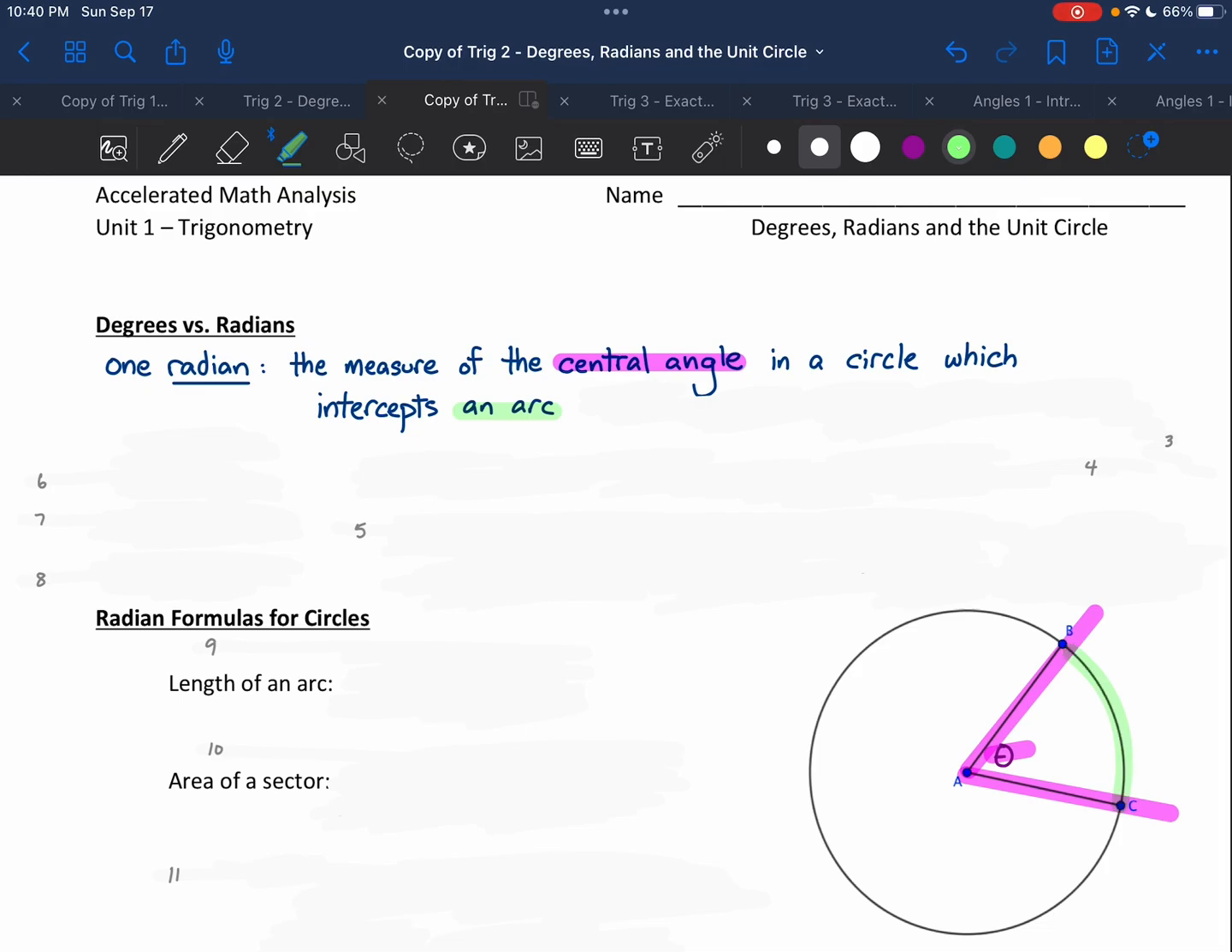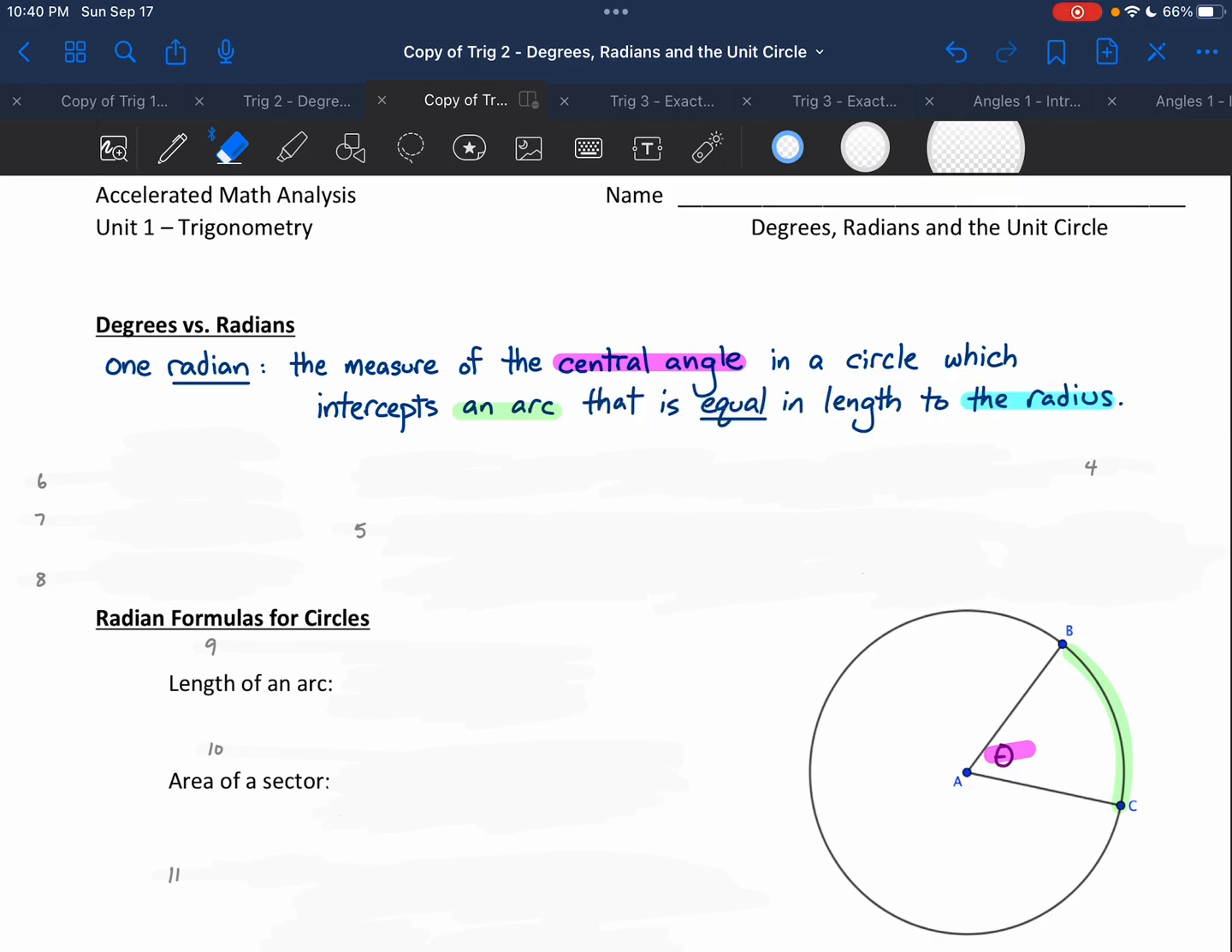The part of the circle that is on the very outside here that connects those two dots together, it intercepts the arc that is equal in length to the radius. And what that means is that green highlight that I just made for B to C is the same length as that one I just made from A to C. Those two are exactly the same length. 1 radian is the angle that makes that happen.